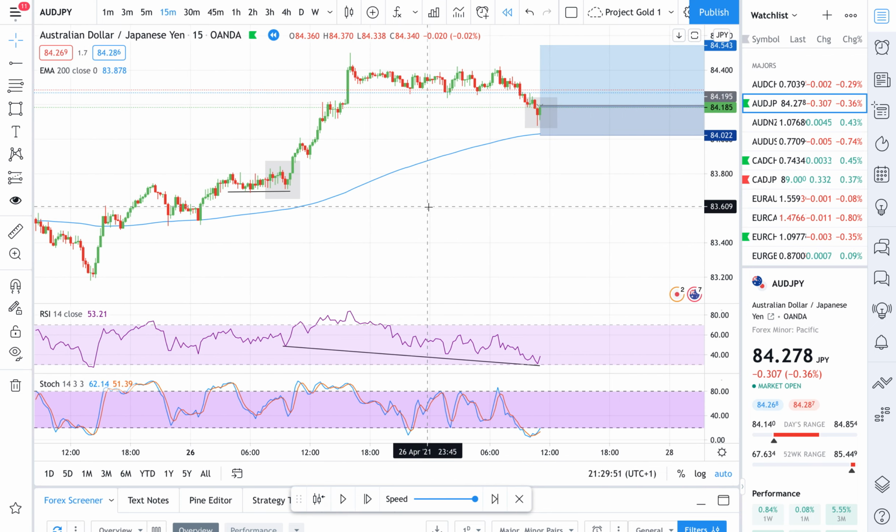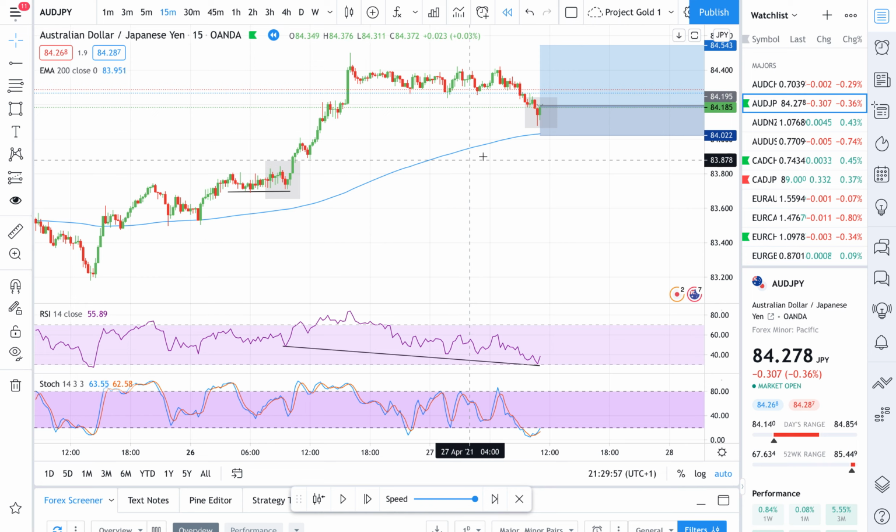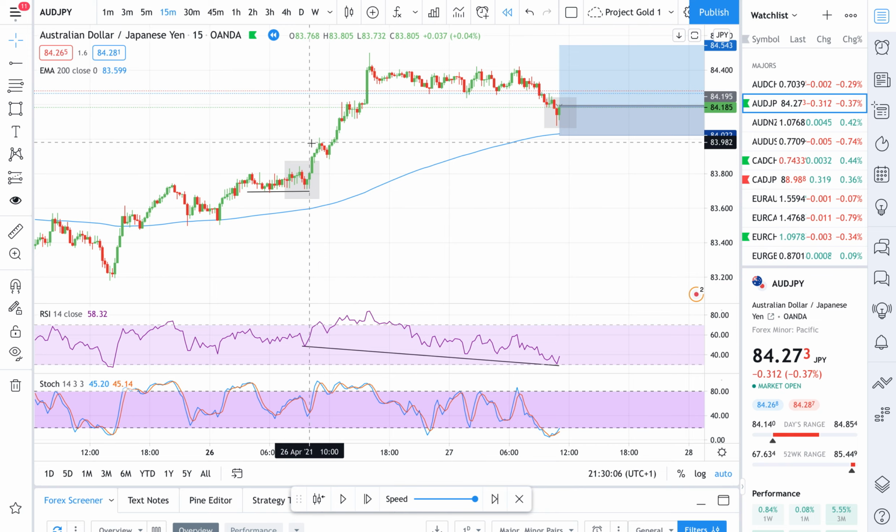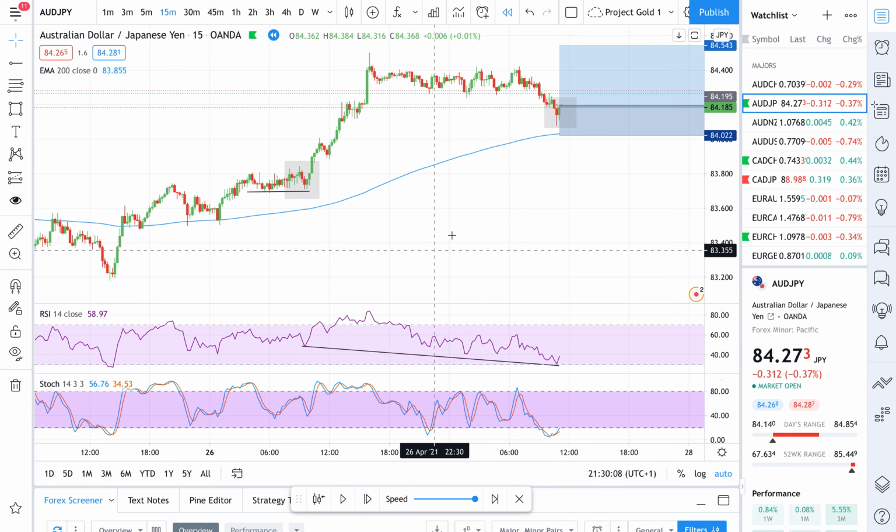So there's a couple of adjustments I like to use for this strategy. So first off is I like to use the 200 EMA. And what that does is gives me a directional bias of what trades to be looking for. So if price is trading above the 200 EMA, I'm looking for buys. If price is trading below the 200 EMA, I'm looking for sell opportunities, okay?